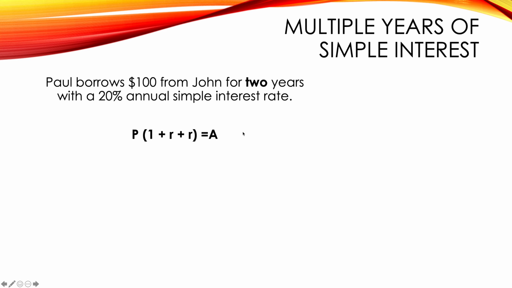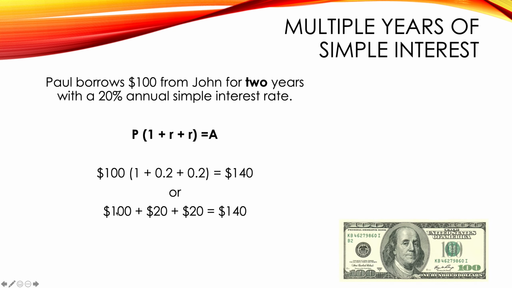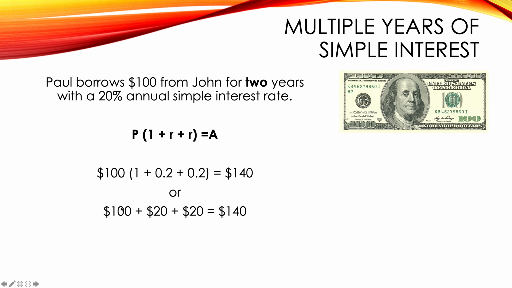So again, if we were to go ahead and distribute this, if we were to plug everything in, it would look like this. If we distribute that, P times 1 is 100, P times R is 20, P times R is 20. So we have 100, 20, 20, 140. Well, what do these numbers mean again? 100 stands for the principal. That's the amount owed that was originally borrowed.